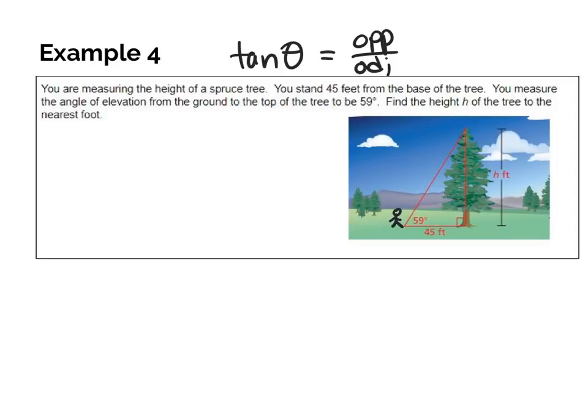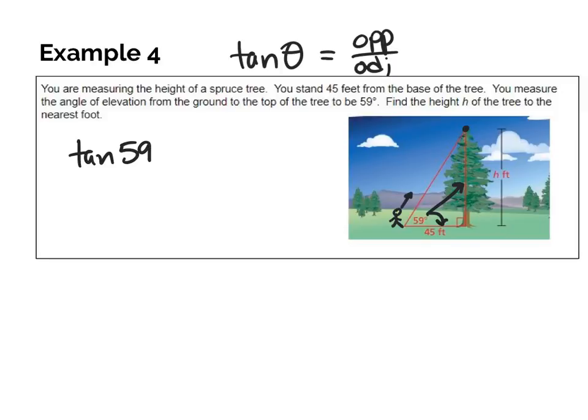Then I'm going to look up to identify the tallest point on that tree. The two things that I can easily measure are how far away I am from the base of the tree and the angle I'm looking through to see the tallest point of that tree. Using these two pieces of information, the distance away from the tree and the angle, I can find the height of the tree. The reason is that if you compare that angle to those sides, we are looking for the opposite side and relating that to the adjacent side. So this is where the tangent comes into play.